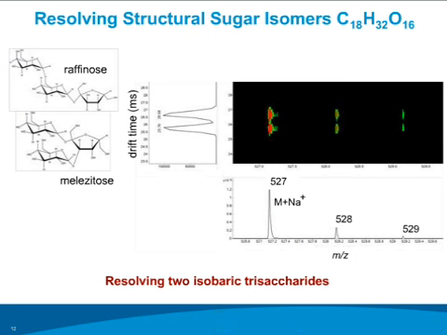The M plus sodium is shown at 527, and then the 2 carbon-13 isotopes would be identical in mass spectrometry. If you only had mass spectrometry, those ions would be identical.